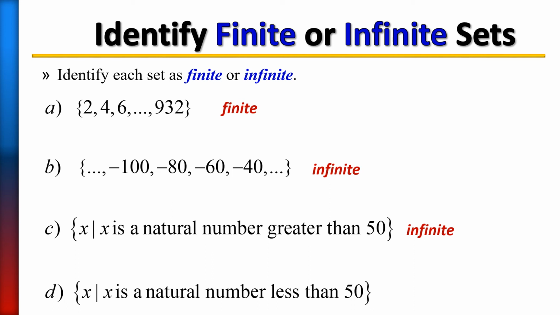How about set D? So the criteria to be in that set is a natural number less than 50. Okay, so recall natural numbers start with 1. Since they're less than 50, it's going to be from 1, and the set will stop at, nope, it is not going to stop at 50 because it said less than 50, so it will stop at 49. In either case, this is a set that you can count from 1 to 49, so that is a finite number of members in that set.